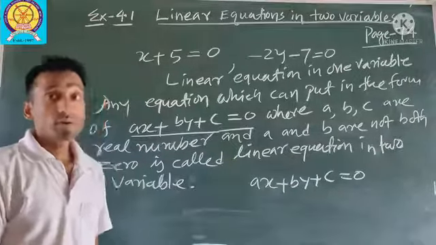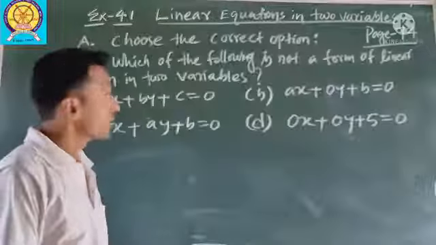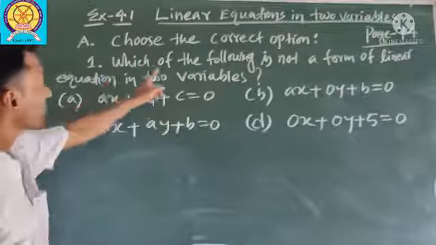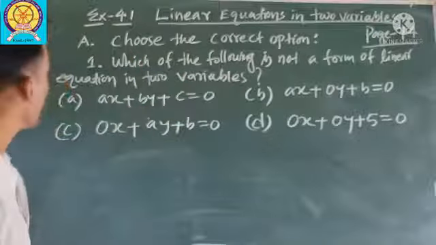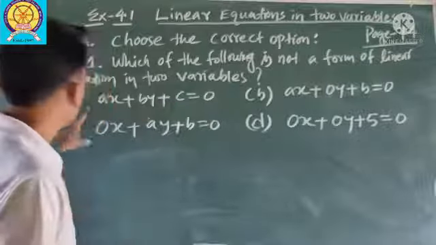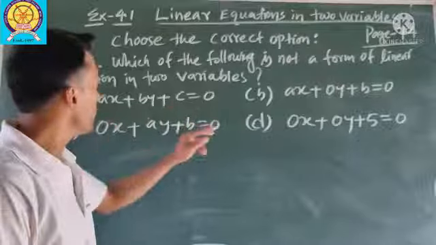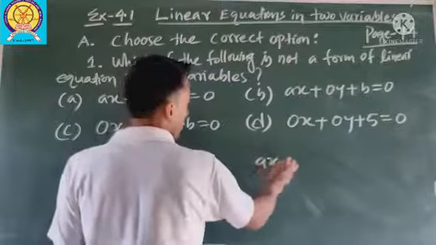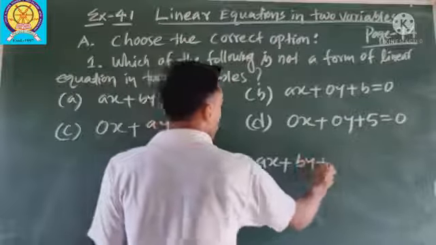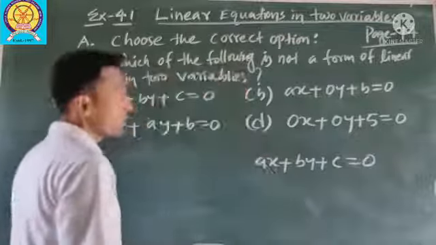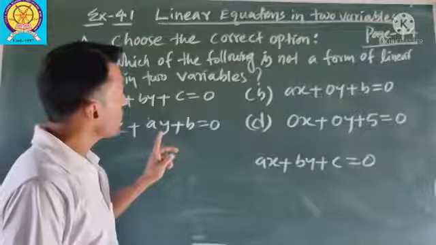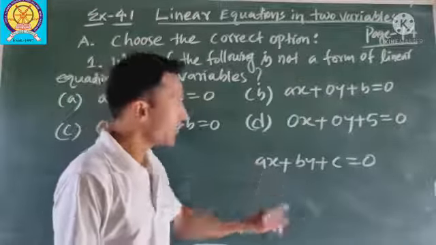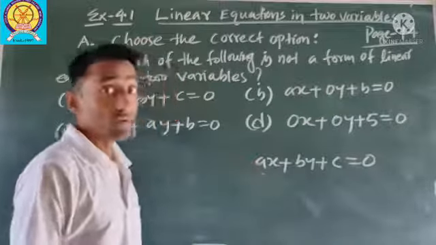Now we will solve the problems. Let's see. A. Choose the correct option. Number 1. Which of the following is not a form of linear equation in two variable? So you have four options, A, B, C, D. You see here, what is the general form of linear equation in two variable? ax plus by plus c is equal to 0. So if the equation is linear equation in two variable, then it should be in this form, where a and b both values should not be 0.